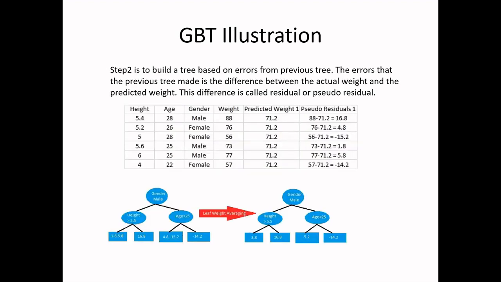So what you can do next is you can say, all right, I know the actual weights and I know what we predicted in the previous slide or previous step. So I can take the difference between the two, and that is what I can call the residuals at this state, or pseudo residuals at this state. All right. So if we do that, we end up with these numbers 16.8, 4.8, and so on and so forth.